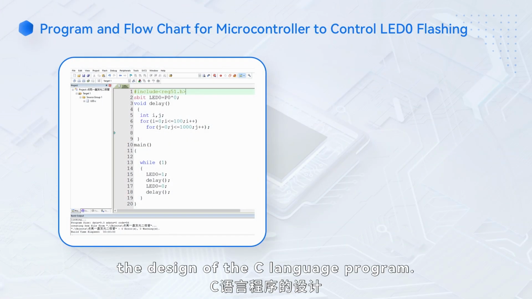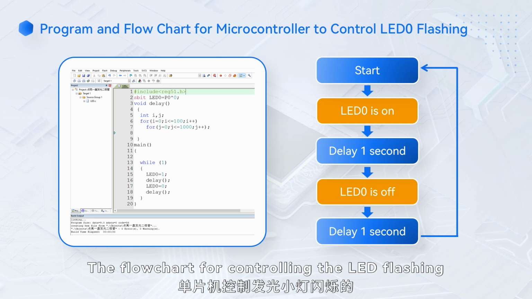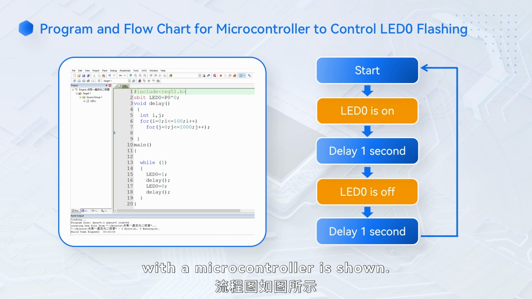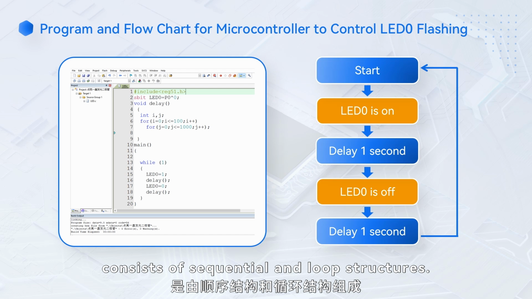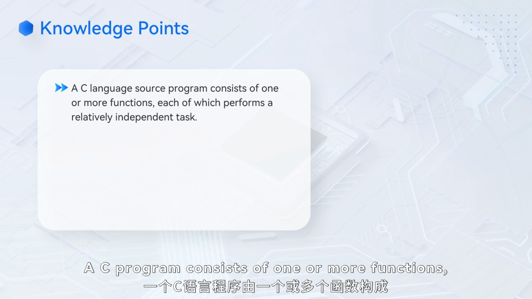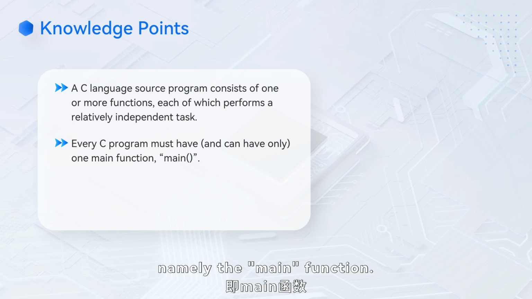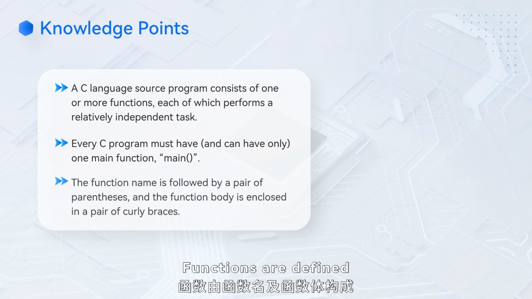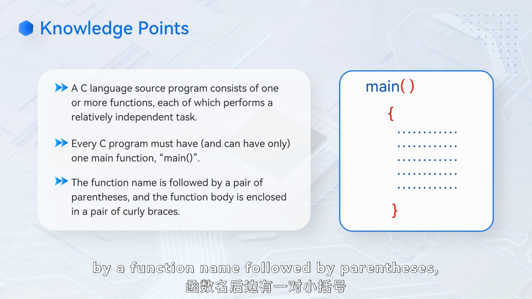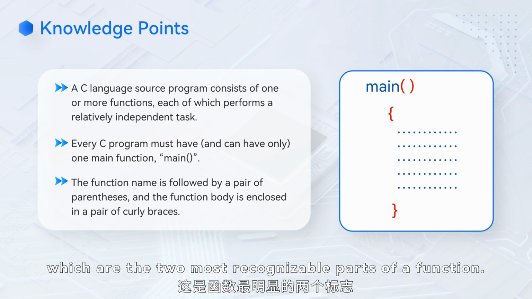Let's briefly review the design of the C language program. The flowchart for controlling the LED flashing with a microcontroller is shown. The overall program structure consists of sequential and loop structures. A C program consists of one or more functions, but it must contain at least one function, namely the main function. Functions are defined by a function name followed by parentheses, with the function body enclosed in curly braces, which are the two most recognizable parts of a function.